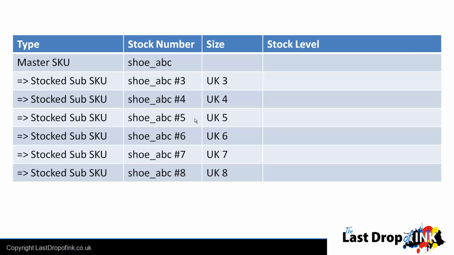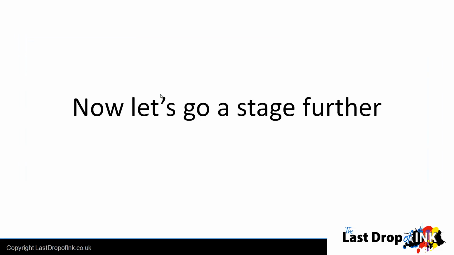Now we can see there's an extra column here called stock level, and this is where it gets curious: the master product doesn't actually contain any stock itself. However, each one of the stock sub SKUs has its own stock level. So picking on the example on the screen, for size UK3 we have 10 of those in stock, whereas for UK4 we have 22, and so on and so forth. Okay, now let's take this a stage further.